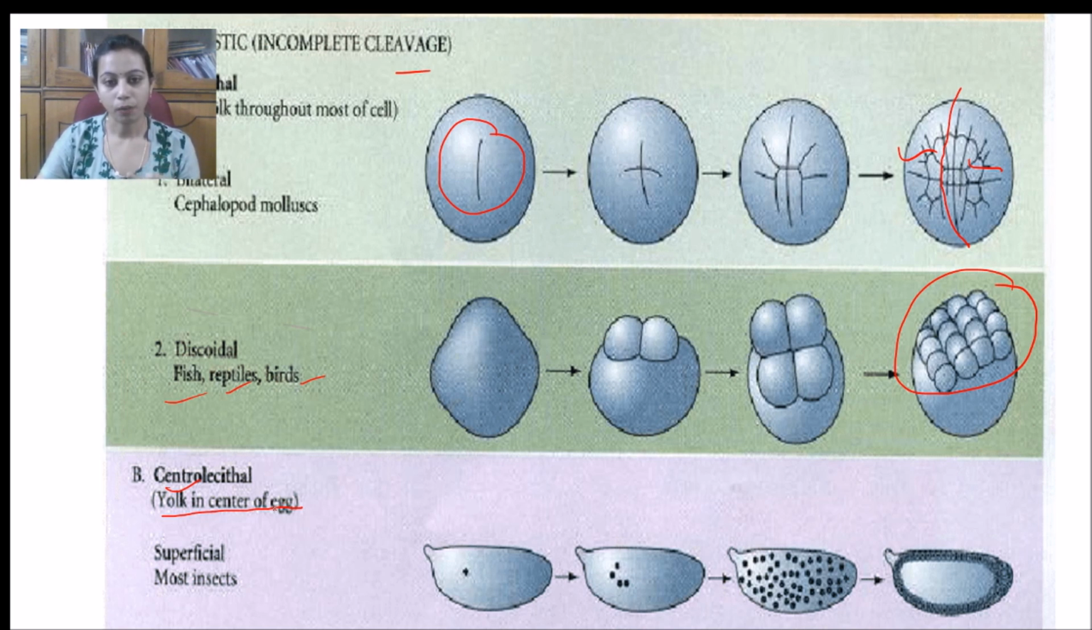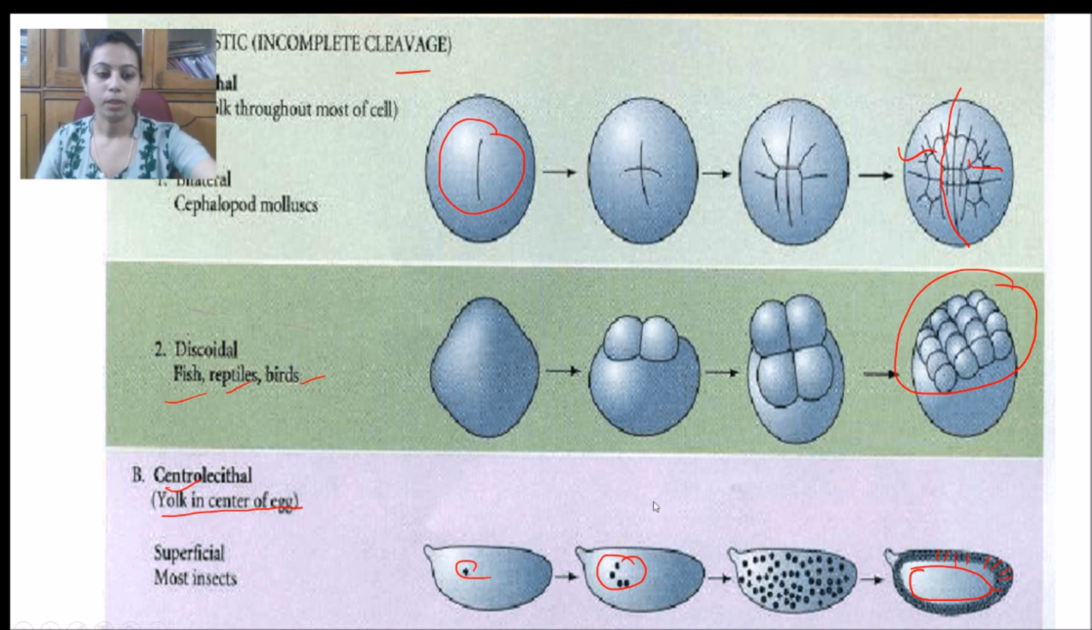As the yolk will prevent the cells from dividing, only the nucleus will keep on dividing. After a complete division of the nucleus, it will arrange itself toward the outer boundary of the cell, and finally in between each nucleus a partial boundary will be formed. This is the reason why it is known as the superficial type of cleavage.